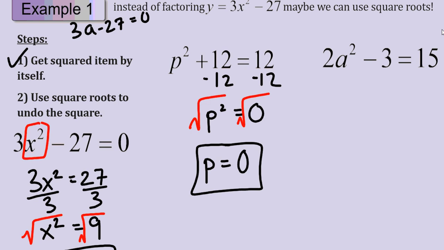Last one looks like this. Get the squared item by itself. This is almost identical to the first one. Add 3 to each side first. 2a squared then equals 18. Divide by 2. I get a squared equals 9.